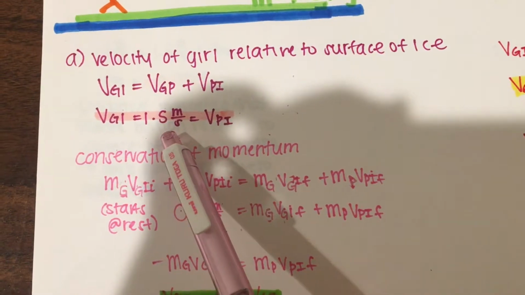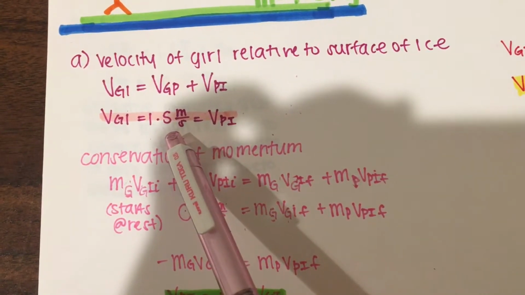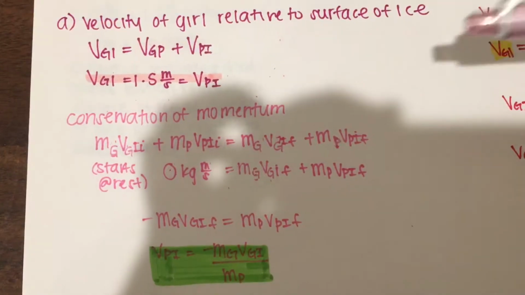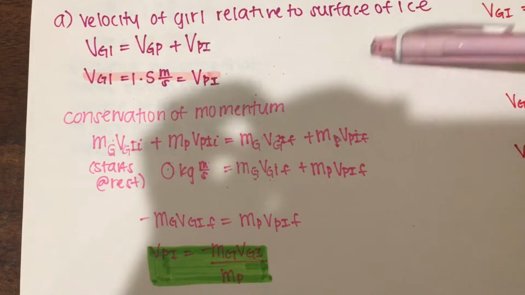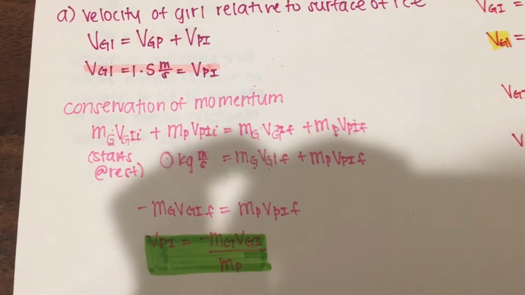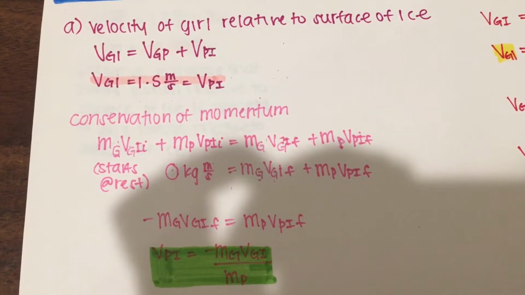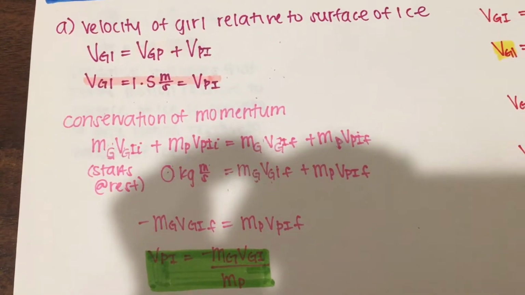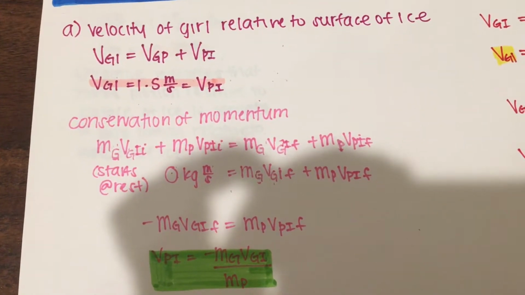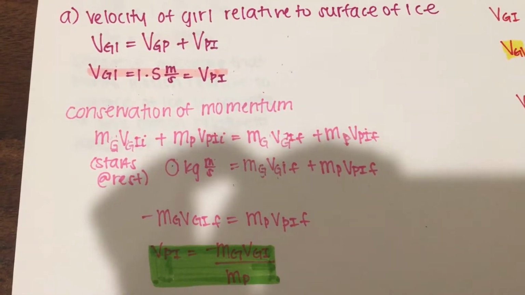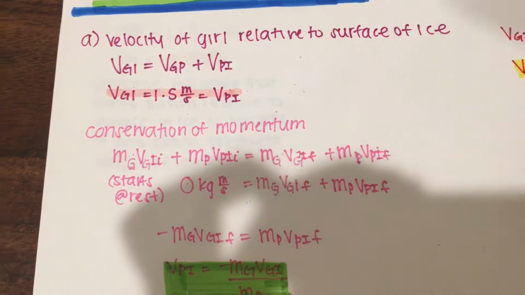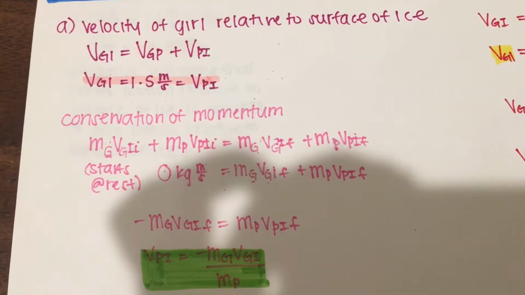And in the problem, they give us that the velocity at which the girl is walking on the plank is 1.5 meters per second. We then set up a conservation of momentum equation. So we set the initial momentum of the girl on the ice plus the initial momentum of the plank on the ice equal to the final momentum of the girl on the ice and the final momentum of the plank on the ice. Because the girl and the plank are both starting at rest, we put 0 kg m/s for the initial momentums.